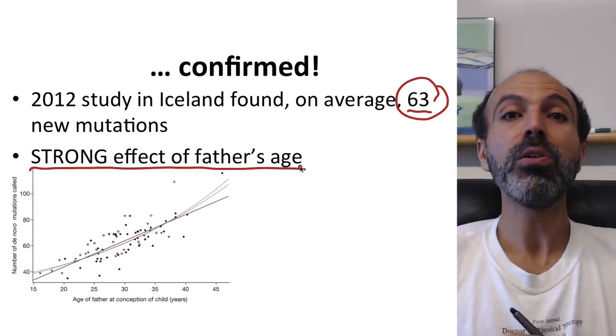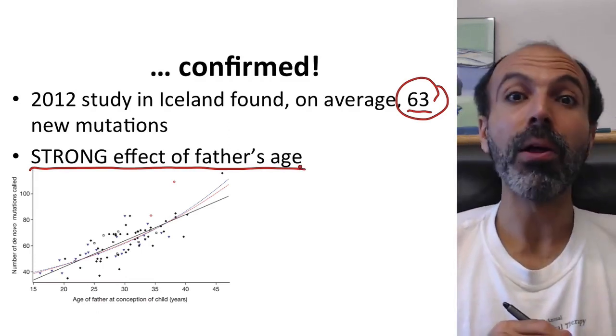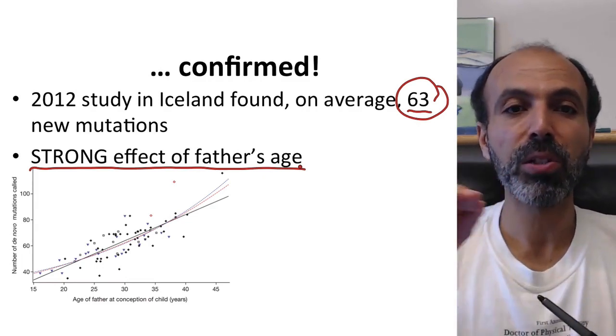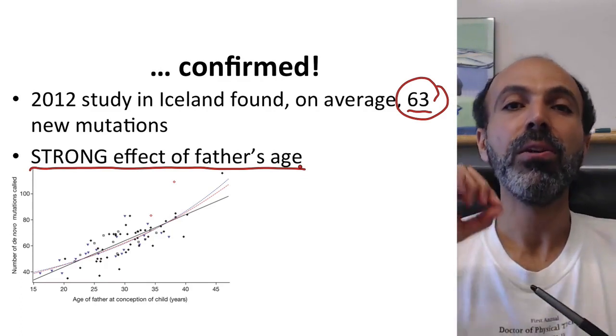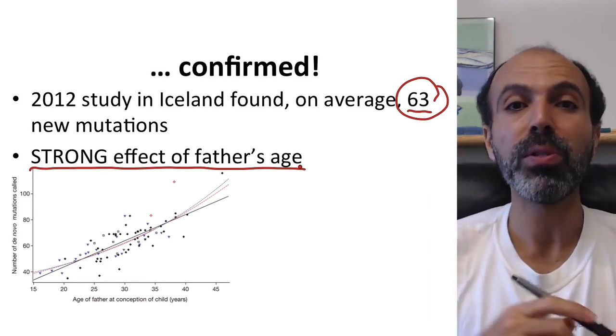Now, interestingly, I didn't mention this before, there's a very strong effect of father's age. Most new mutations that humans get tend to be from their fathers rather than from their mothers. The reason for that is because in the production of sperm, you have many more cell divisions than you do in the production of eggs.